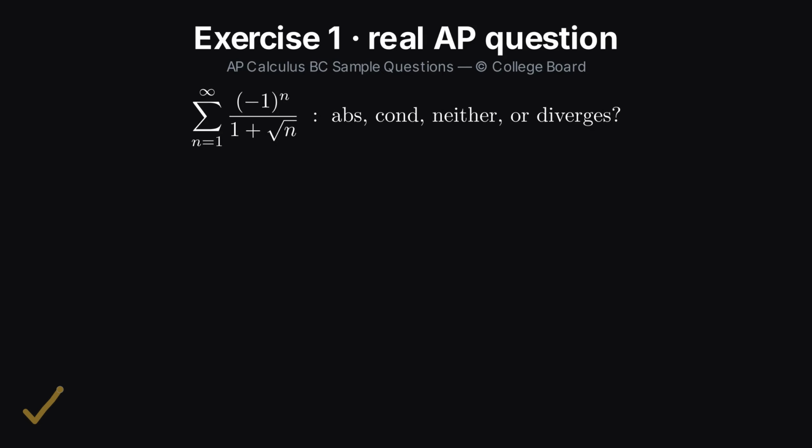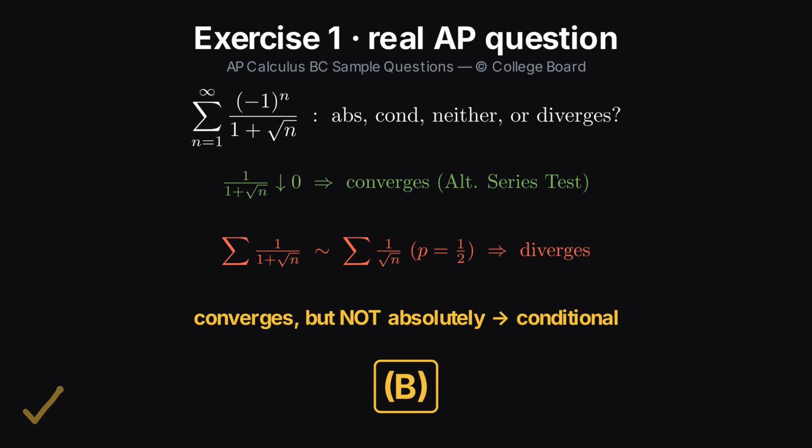Exercise 1, a real AP question. Which is true about the sum of (-1)^n over 1 plus root n? Is it absolutely convergent, conditionally convergent, convergent but neither, or divergent? It alternates and 1 over 1 plus root n decreases to 0, so by the alternating series test it converges. But take absolute values. 1 over 1 plus root n behaves like 1 over root n, a p-series with p equal to 1/2, which diverges. So it converges but not absolutely. That's conditional convergence, answer B.